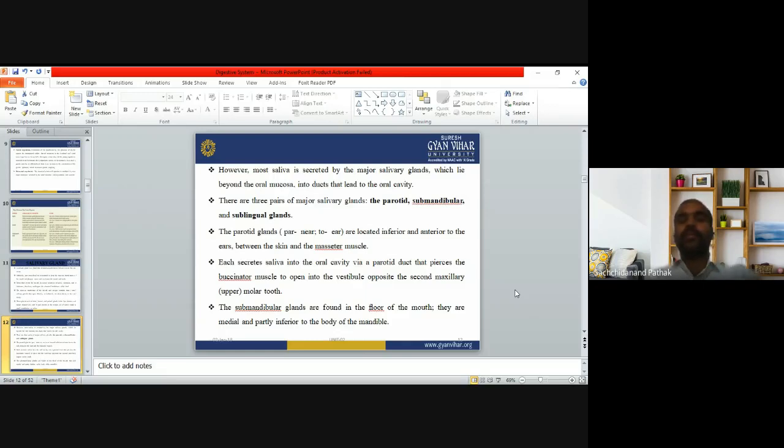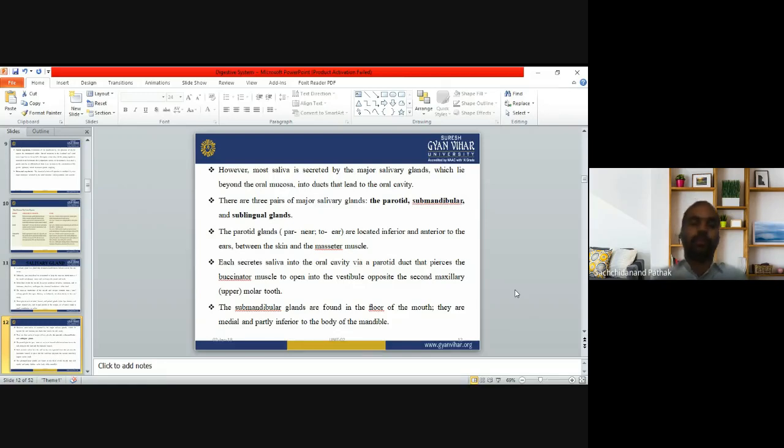Parotid means near to the ear. So those glands which are near to the ear will be called the parotid glands. Parotid glands are located inferior and anterior to the ear. एक तो inferior होगा, ear के below होगा, and anterior होगा, ठीक है, आगे की तरफ, to the ears, between the skin and the masseter muscle. So we have the skin and we have the masseter muscle, and between them it will be located. Each secretes the saliva into the oral cavity via a parotid duct.